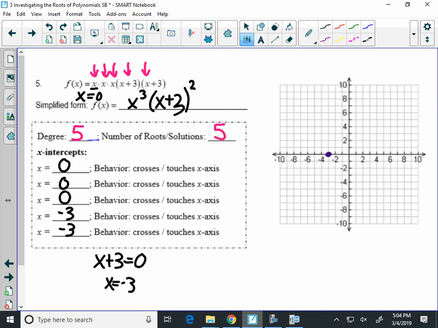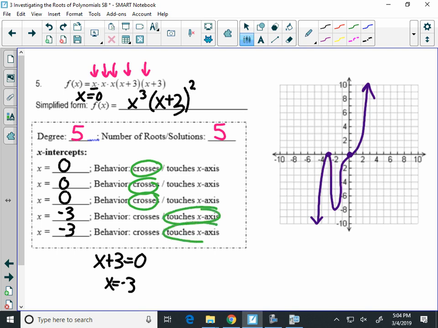So I have negative 3 and 0. Looks like it came up, went back down, and then I actually kind of squiggled through the axis right there. So what happens? What's the behavior? Well, at 0, I definitely crossed through. So all 3 of those are going to be crossed through the axis at 0. At negative 3, I touch and bounce off the axis.